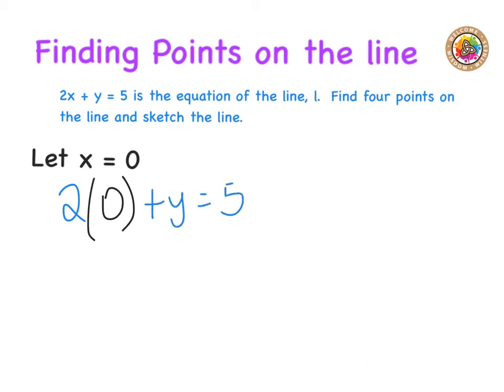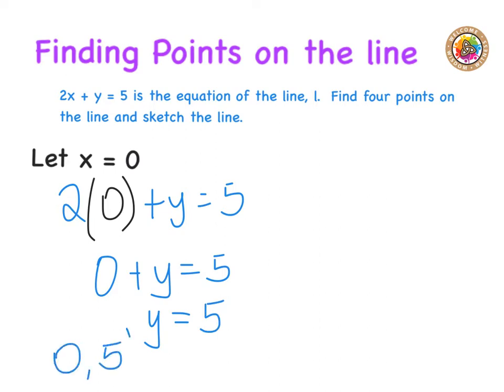And now I'm going to find my value. Well, 2 by 0 is 0. In fact, we won't cross it out, we'll just say 0 plus y equals 5, so y equals 5. So obviously the point (0, 5) is on that line.